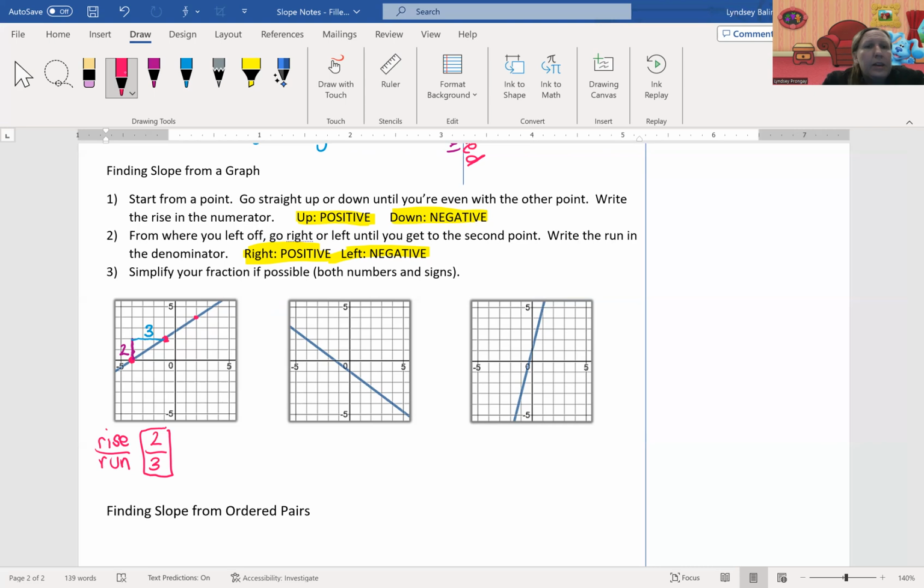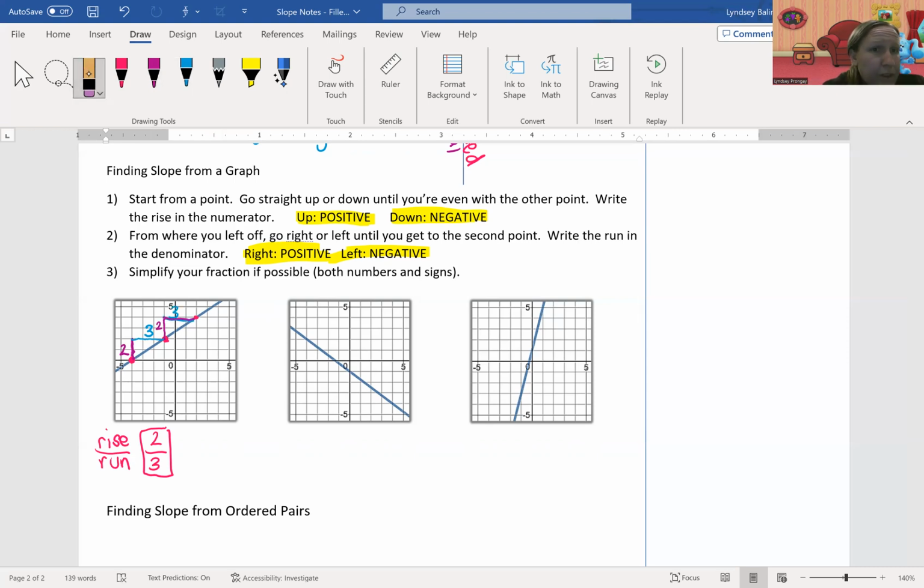Okay. If I had done, and you don't have to write this down, I could have gone from this point to that one. So our rise would have been 2. Our run would have been 3.